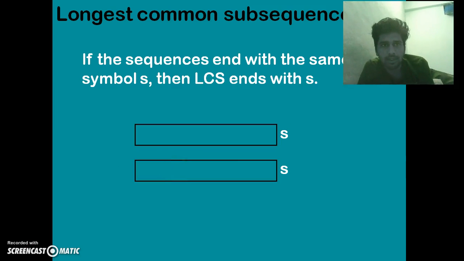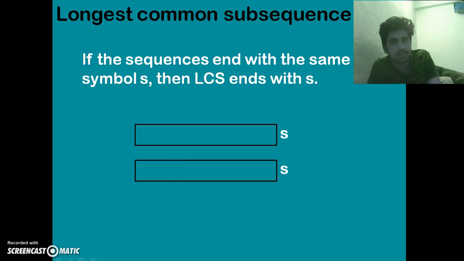It's a basic rule: if both sequences end with the same symbol S, then the LCS will also end with the symbol S.